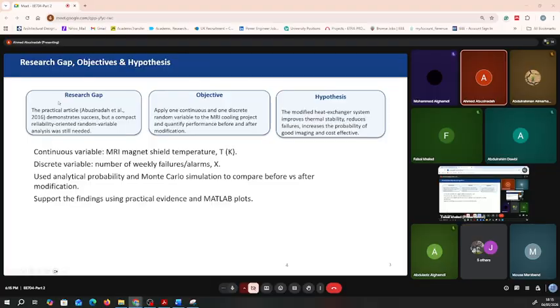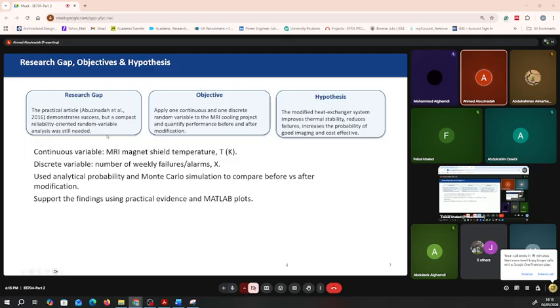Research gap. The practical article, as I said, is already published, with the help of some doctors from the hospital, surgeons and radiologists. It demonstrates success, but a compact, reliability-oriented random variables analysis was still needed. Objective: apply continuous and discrete random variables to the MRI cooling project and quantify performance before and after modification. Hypothesis: the modified heat exchanger system improves thermal stability, reduces failure, increases the probability of good imaging and is cost-effective.